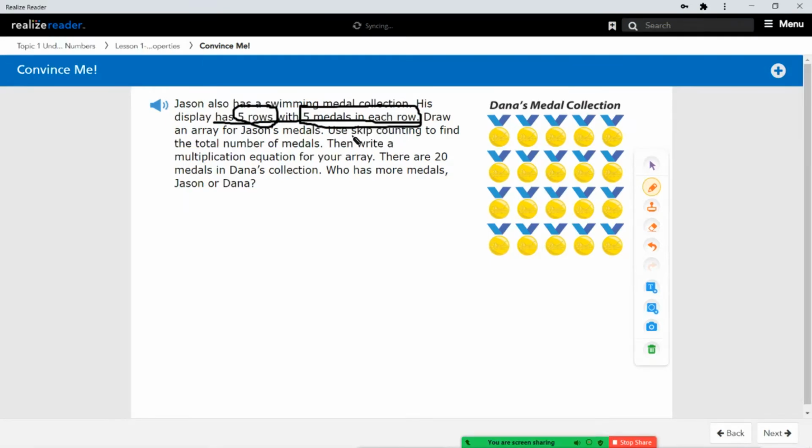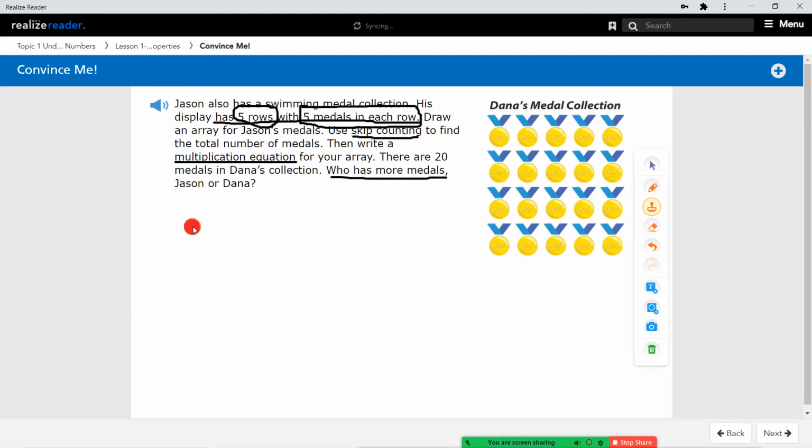Okay, so we're going to use skip counting to find the total number of medals. We're going to write a multiplication equation for our array. And then we want to answer finally, who has more medals, Jason or Dana? Now let's go ahead and draw our counters.